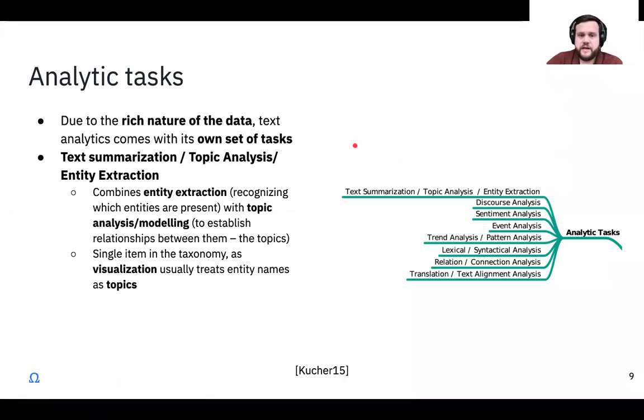And topic analysis or modeling means that you establish relationships between them. So the topics: what are they, how are they interacting, what are they doing within your domain? That's the other part. So first you extract the actors, and you also extract their relationships, or how they are acting towards each other.